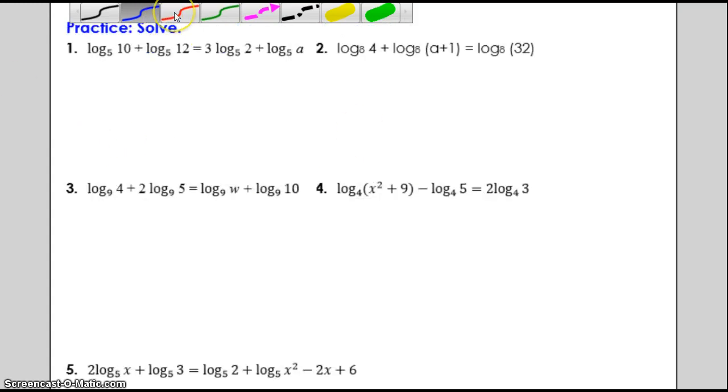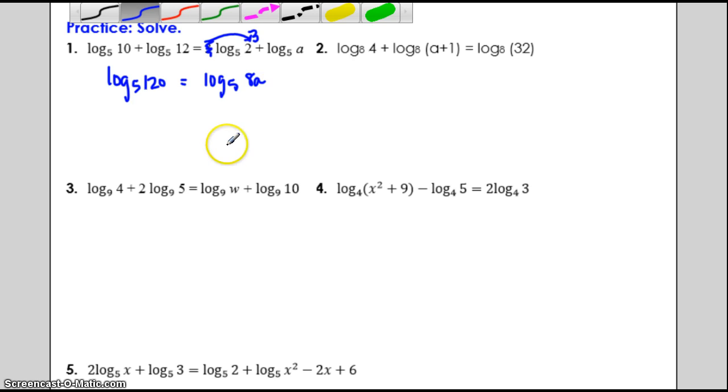So let's go ahead and get rid of any coefficients and condense both sides. So on this side, we're going to get a log base 5. 10 times 12 is 120. If it's addition, remember we multiply. Move any exponents, and then I'm just going to go ahead and move it up here and get rid of it there. And with addition on this side, the same base, we're going to multiply the 2/3 times the a. Well, 2 to the third is 8, and times a would be 8a.